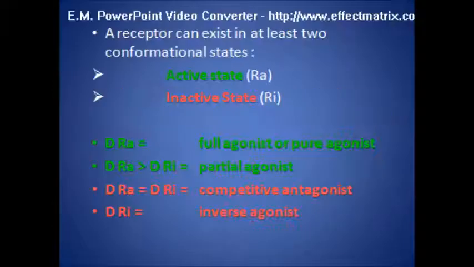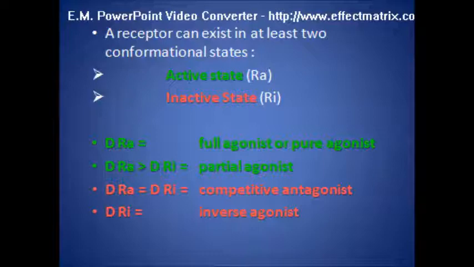And in the next slide, a receptor can exist in at least two conformational states: active state and inactive state. We have to imagine the whole thing as a continuous dynamic process. A drug with a higher affinity to the active conformation with respect to the inactive conformation shifts the equilibrium towards the active state and therefore activates the receptor.